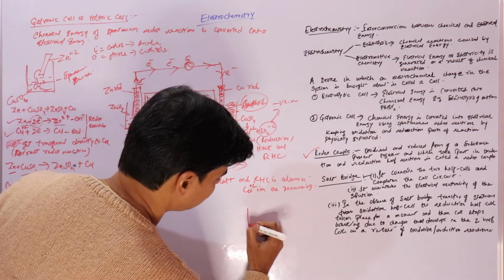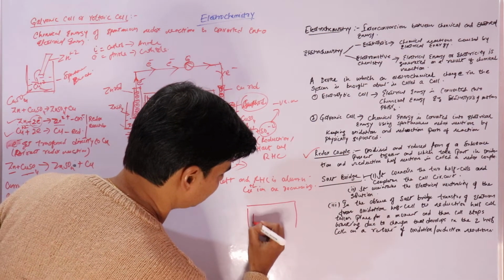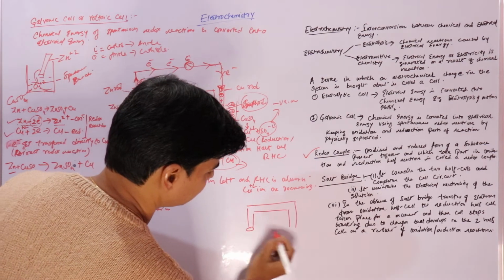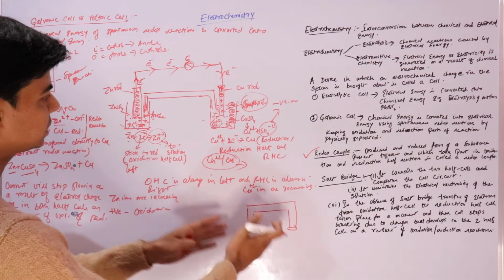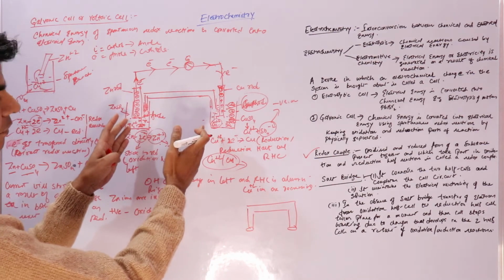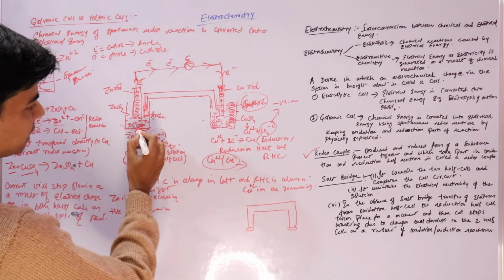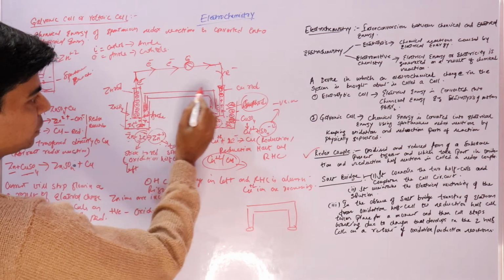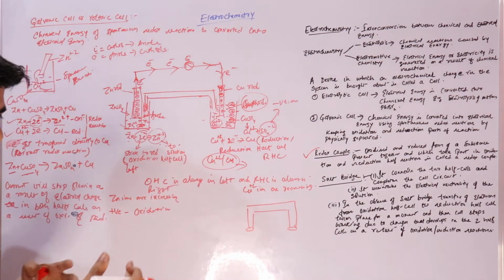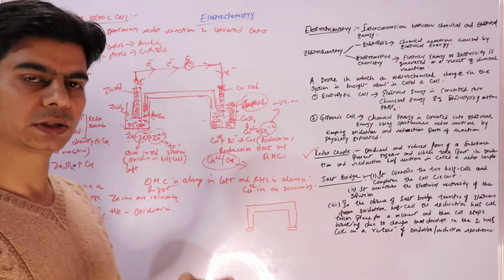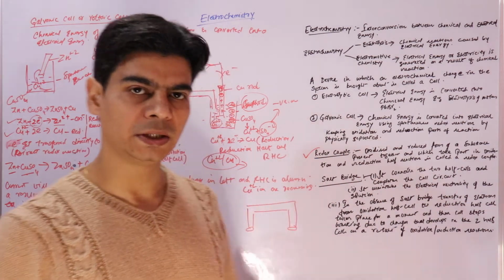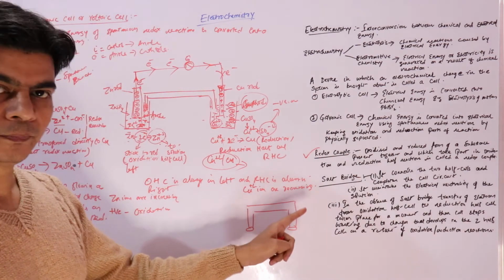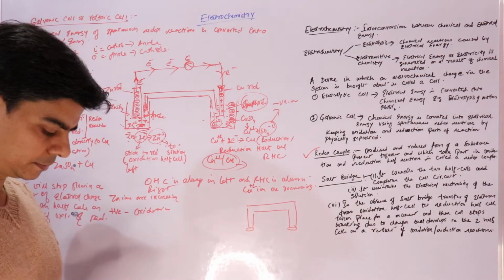So this is what it looks like here. If you look at this, it has a porous plug at its end. This is connected between these two half cells. Since it is connecting these two half cells, we call it a bridge, like a normal bridge connects two roads across a river. Similarly, this salt bridge connects these two half cells.